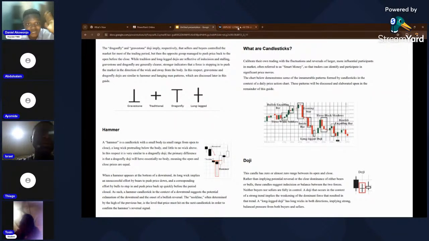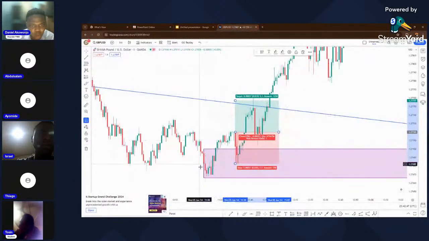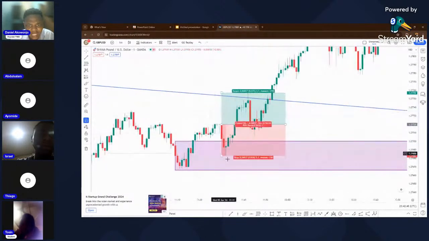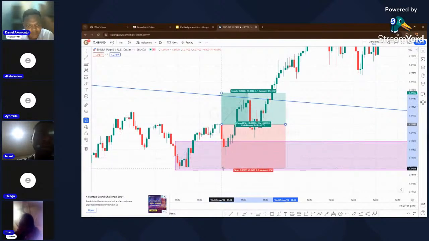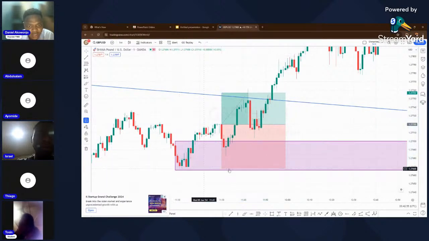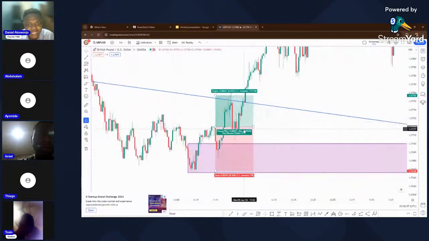They are strong indicators that a force is stepping in to push the market in the direction of the wick and away from the body. Do you understand? So immediately I've seen that, I just need to come here and set my stop loss to the next recent low. Okay, now this is my stop loss here, and I want to be targeting times two.